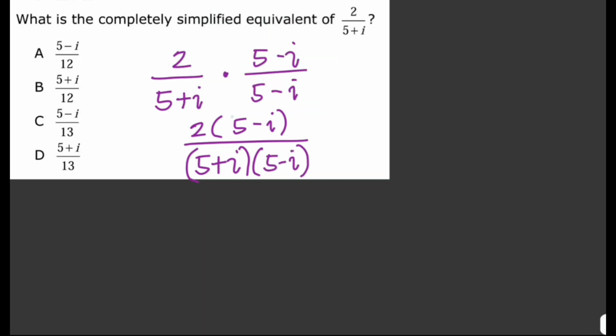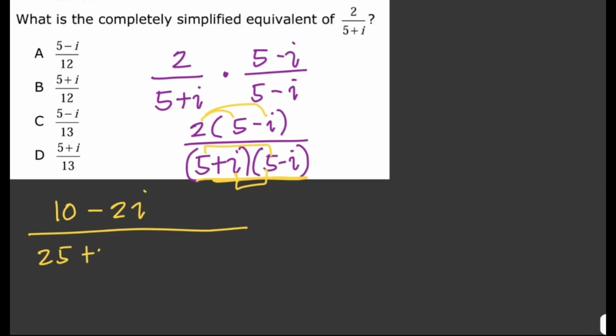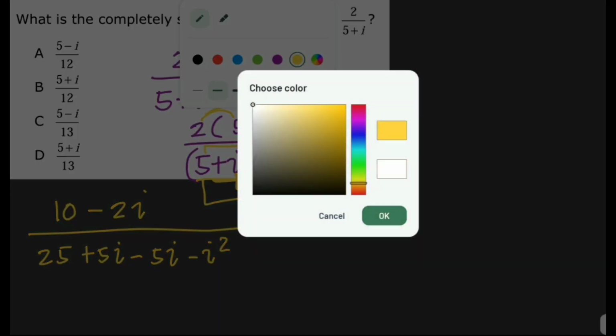And then we simplify. We distribute this. This would become 2 times 5 is 10. 2 times negative i is 2i. Then we use the FOIL method here. So this is just 5 times 5, 25. i times 5 is 5i. Then 5 times negative i is negative 5i. Then i times negative i is negative i squared.